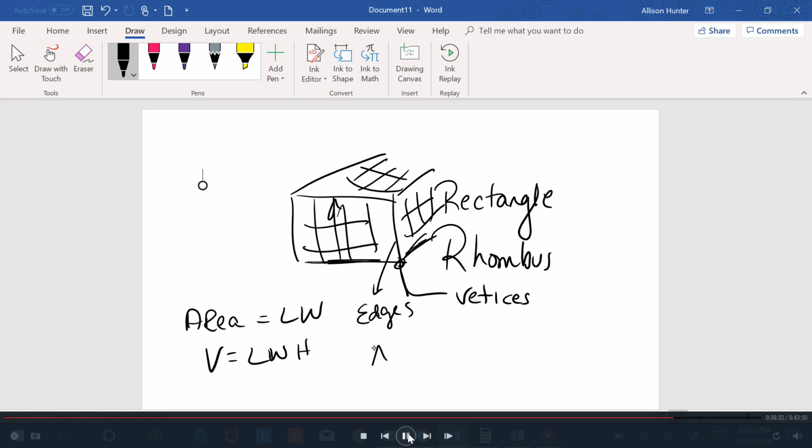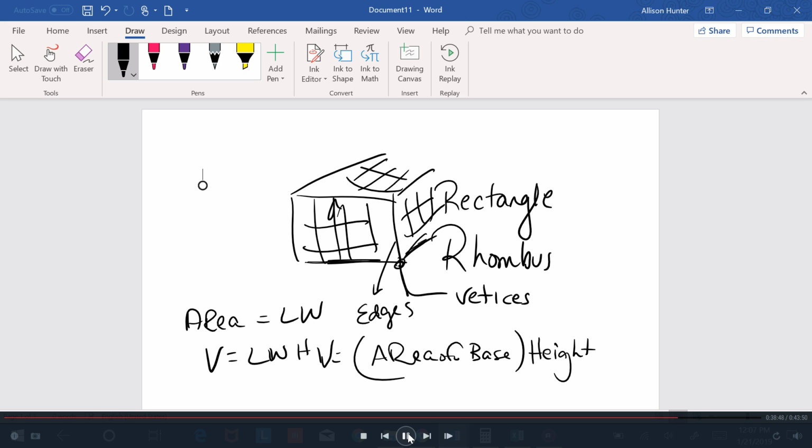Or we can look at the idea of the area of base times height. And that volume is equal to the area of the base times the height.